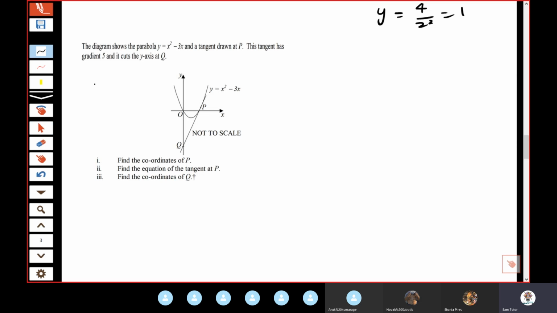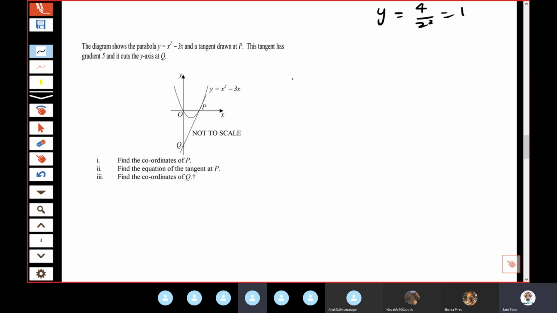And so what to do, how to do it. It just says find the coordinates. Then eventually we're going to find the equation of the tangent, and then eventually find the coordinates of Q. All right. So, Emily, what do you know? This tangent has gradient 5 and cuts the y-axis at Q. Yeah, go ahead. Up to you.